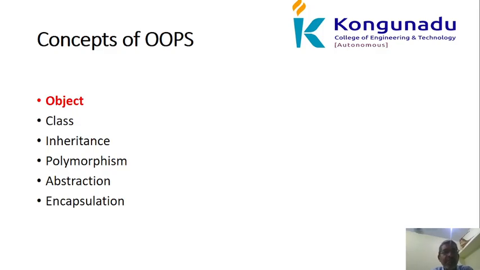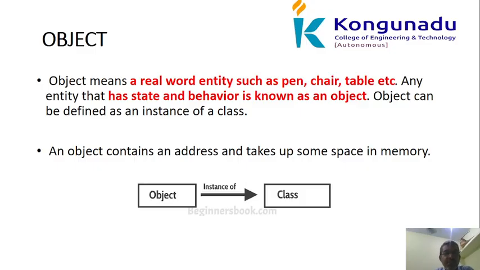There are a few concepts that come under the OOPS concept. First is the object, then class, inheritance, polymorphism, abstraction, and encapsulation. We will see one by one the basics, the definition, and one example for each. So an object is a real world entity, such as pen, chair, table, etc. Any entity has a state and behavior. If the object is there, definitely the state and behavior will be there. Without state and behavior, we cannot consider it an object.